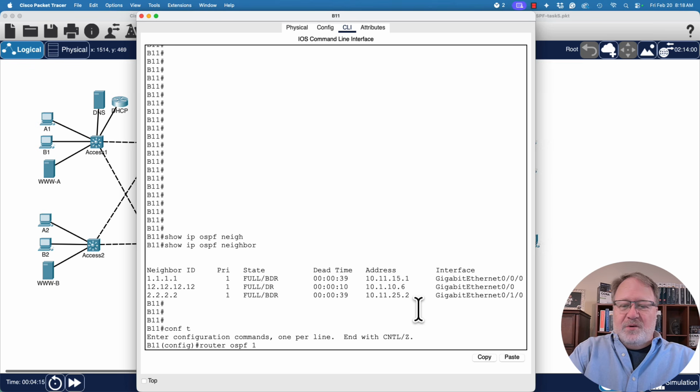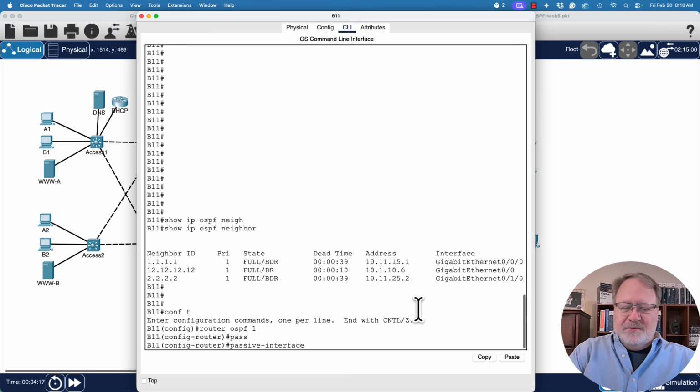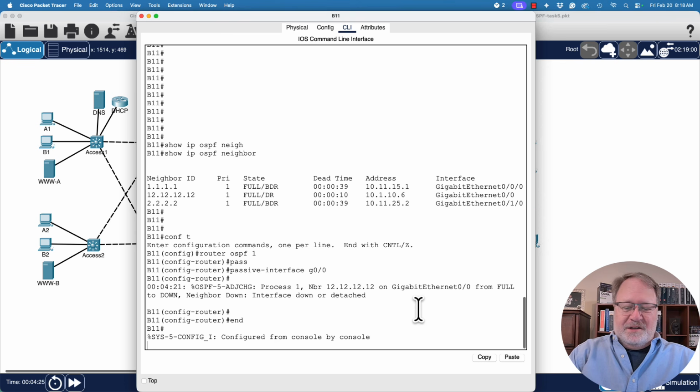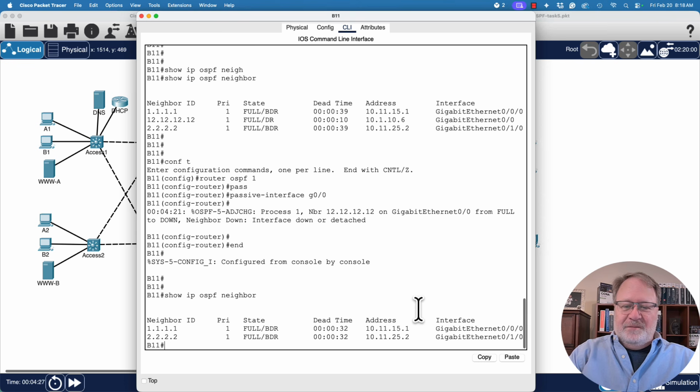Router OSPF 1 and say passive-interface gig 0/0 and watch for the log messages that appear. I pressed enter and it tells me the neighbor is down. If we do an end command and look at the neighbor table again, we don't see 12.12.12.12 anymore, so showing that with a passive interface, there are no hellos, the neighbor fails, and it doesn't get relearned.